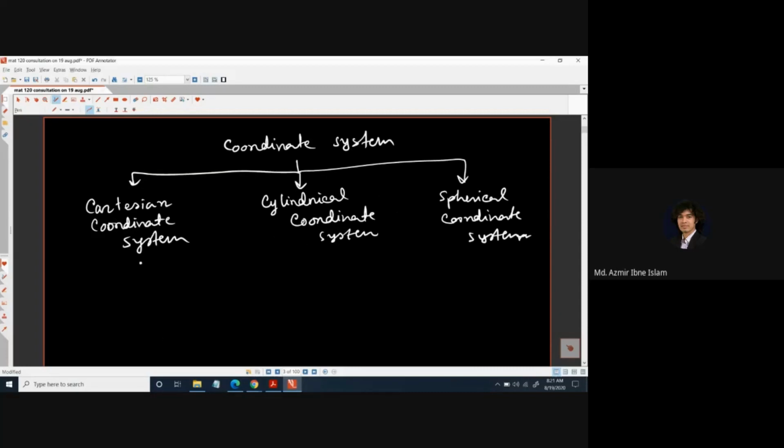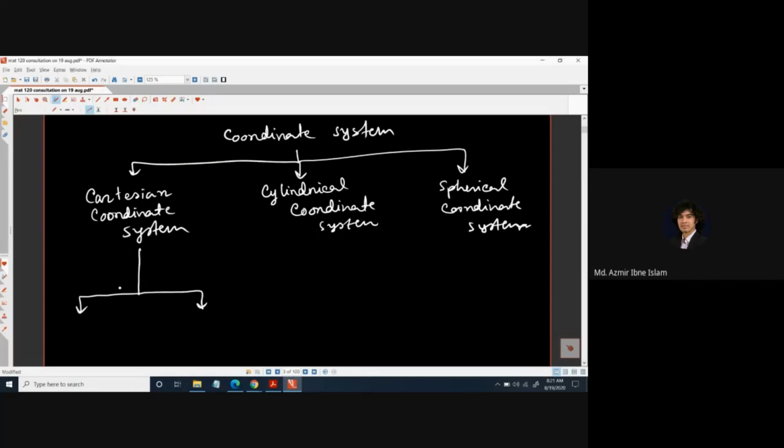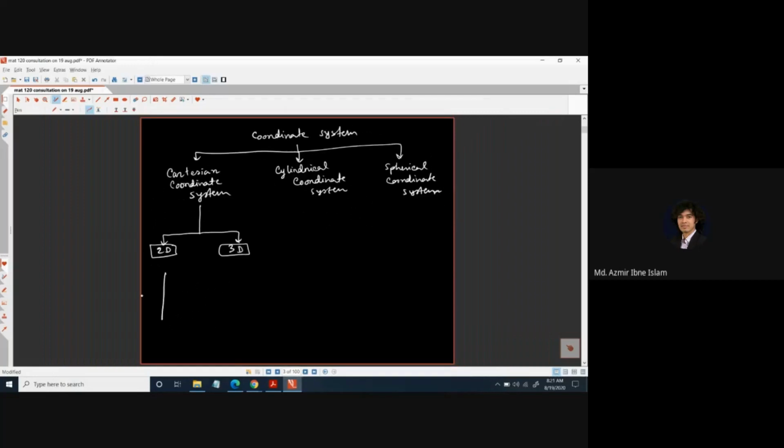So you know that Cartesian or rectangular coordinate system has two classifications, that is, it may be two dimension, it may be three dimension. Two dimension means you have x-axis, y-axis, and three dimension means you have x-axis, y-axis, and z-axis. Okay, so this is two-dimensional Cartesian system, three-dimensional Cartesian system.